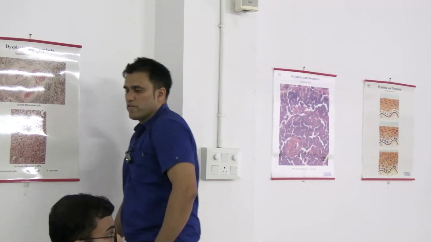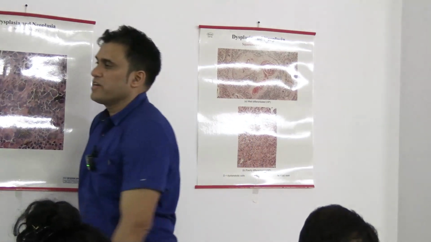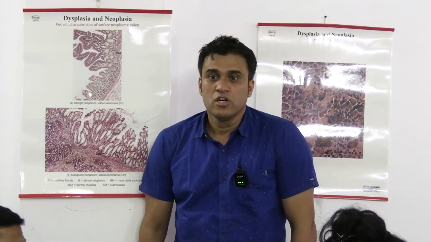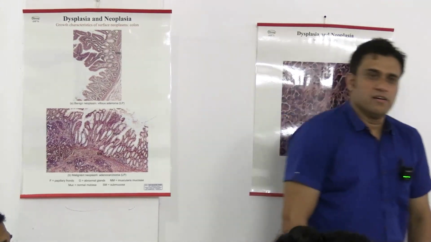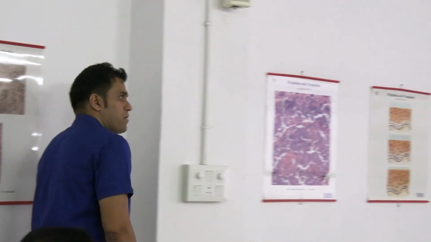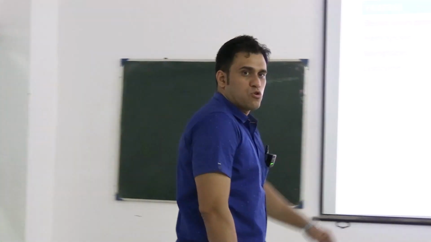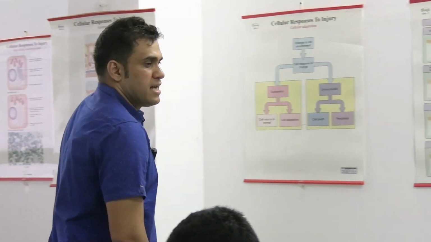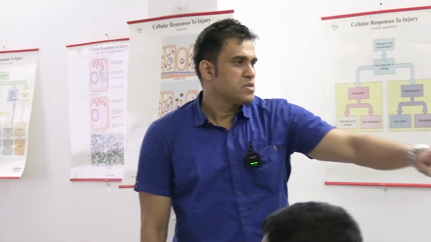So this is basically overflow proteinuria. When does overflow proteinuria occur? When the concentration of low molecular weight proteins rises in the plasma, so that it overflows from the plasma into the urine. So which proteins are involved? Bence-Jones protein, seen in plasma cell dyscrasia. The most common plasma cell dyscrasia is multiple myeloma. Then you get hemoglobin seen in intravascular hemolysis, myoglobin in skeletal muscle trauma, and lysozyme in AML, M4 or M5. Okay, clear?